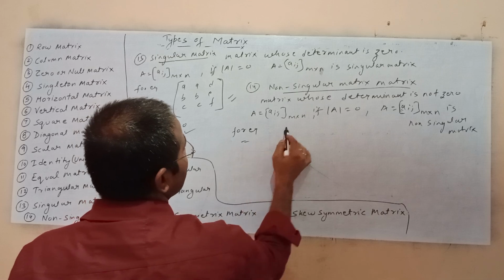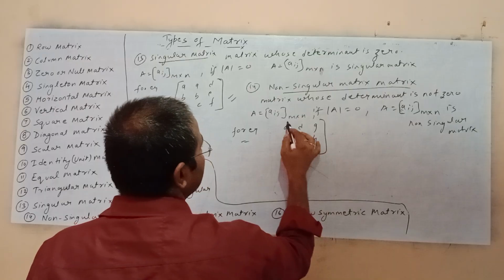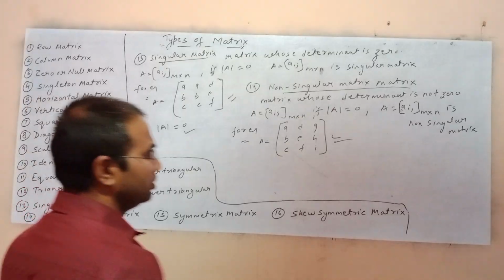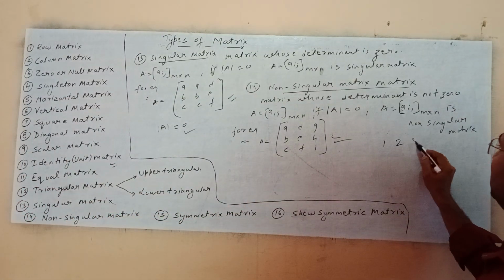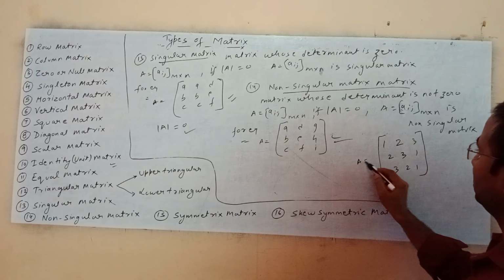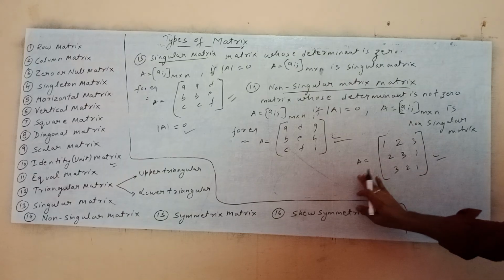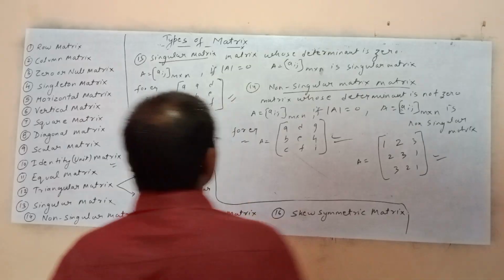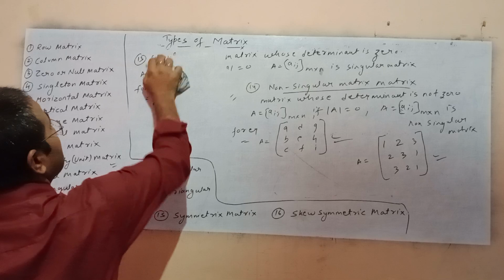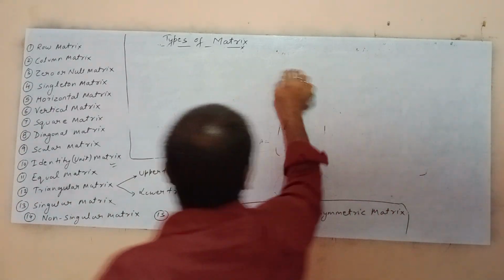For example, A B C D E F G H I. If you find the determinant of this, 0 will not come. Or you can take 1 2 3, 2 3 1, 3 2 1. You can take this also as an example. The determinant of this matrix will be not zero. So that's why this matrix is called a non-singular matrix. I hope you have understood this type also. Now let us see the next two: symmetric and skew symmetric.